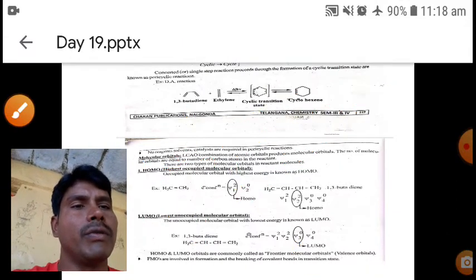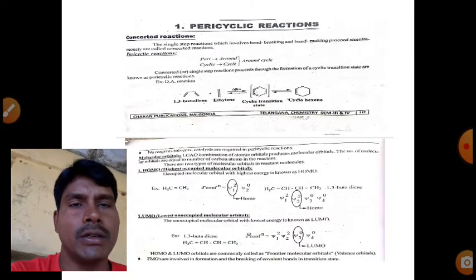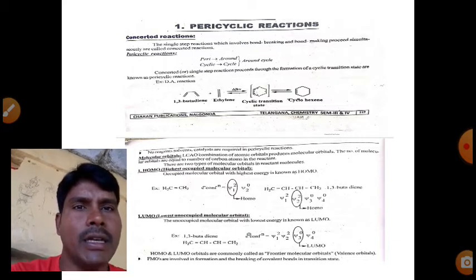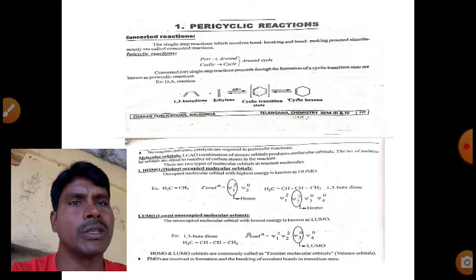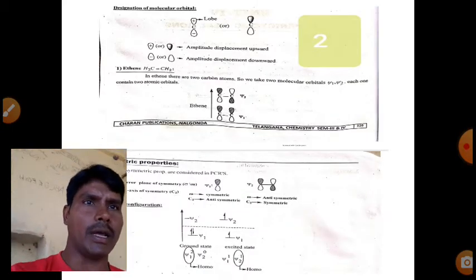Next, FMOs are involved in the formation and breaking of covalent bonds. FMOs are involved in the transition state. These are the orbitals that participate in the reaction mechanism or transition state, so we get the product from the interaction of these orbitals. So, next slide.